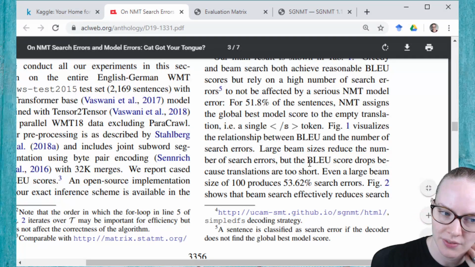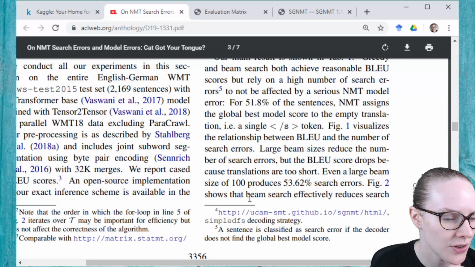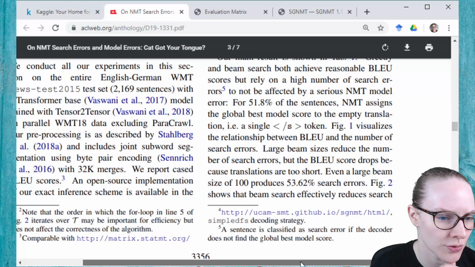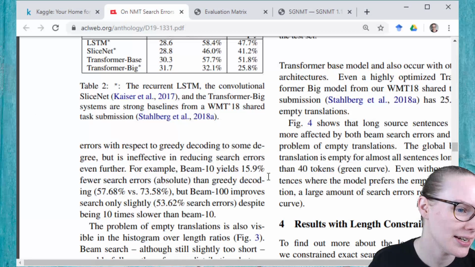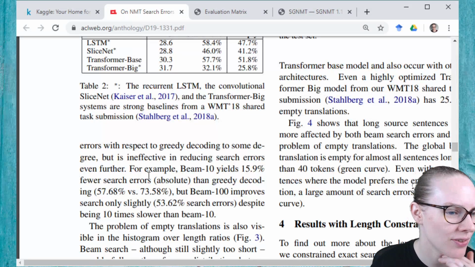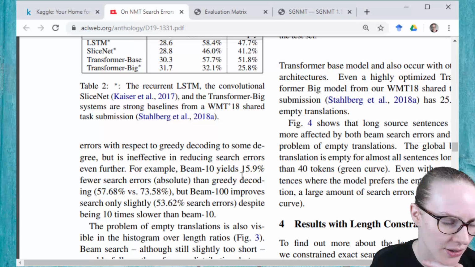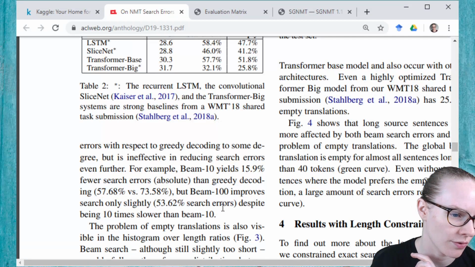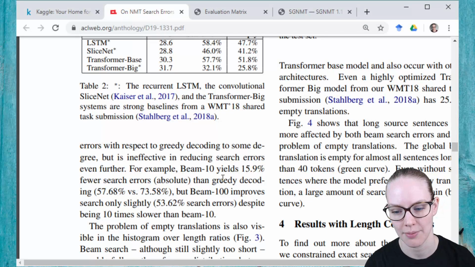Even a large beam size of 100 produces 53.62% search errors. Figure 2 shows that the beam search effectively reduces search errors with respect to greedy decoding to some degree, but is ineffective in reducing search errors even further. For example, beam 10 yields 15.9% fewer search errors, absolute, than greedy decoding, but beam 100 improves search only slightly, despite being 10 times slower than beam 10, because you're considering 10 times as many candidates.